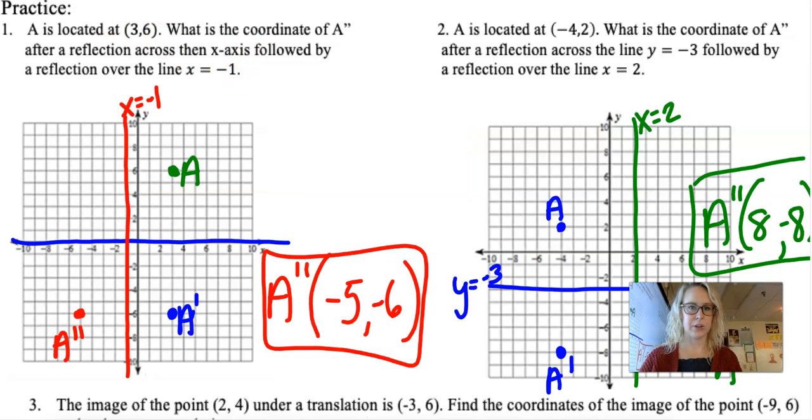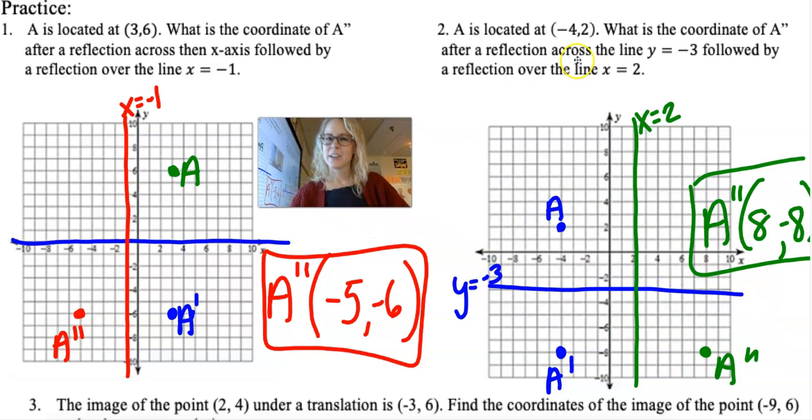So let's talk about 1, 2, 3, and 4. On number 1, I plotted my point A. I reflected it over the x-axis, which is this blue line, so it was 6 above, so it went 6 below for my A prime. And then I reflected it over the line x equals negative 1. So make sure x equals is a vertical line, because it has to hit the x-axis. It's a vertical line through negative 1. So if A is over here at 3, the distance between negative 1 and 3 is 4 units. So I went to the left 4 and then to the left 4 again to get a final answer of (-5, -6).